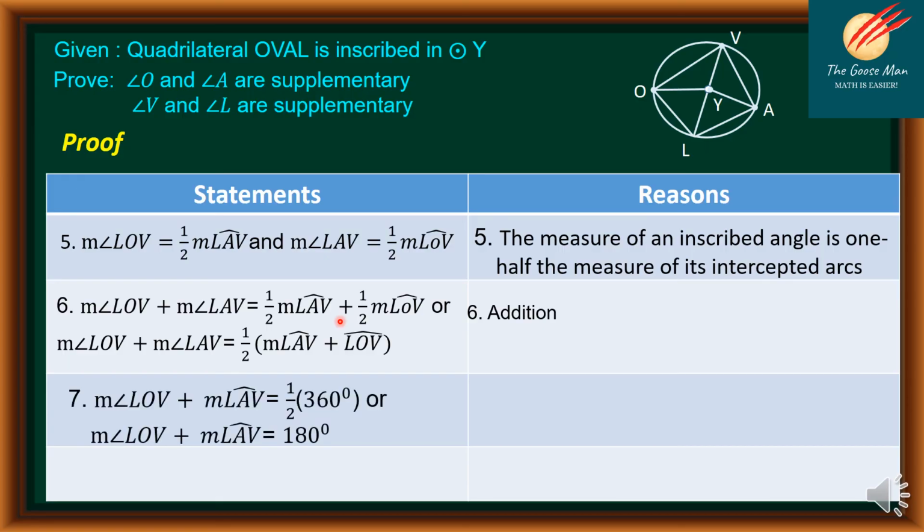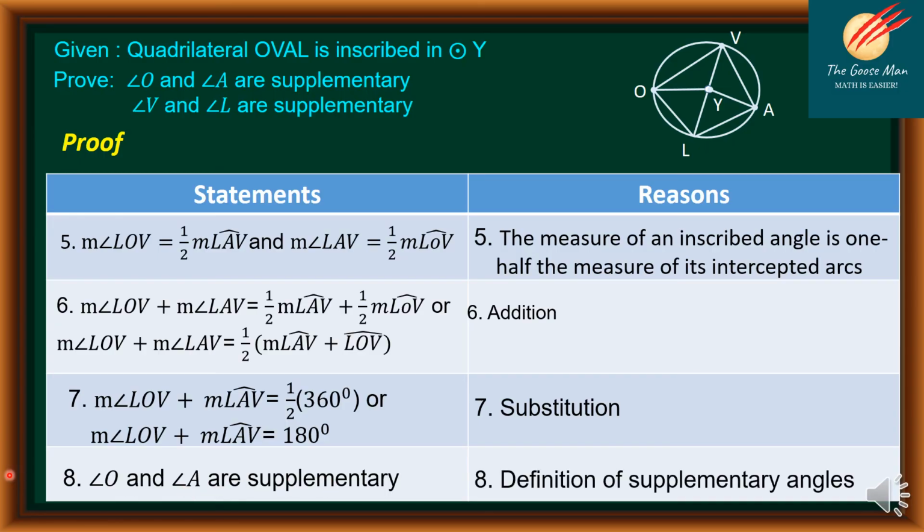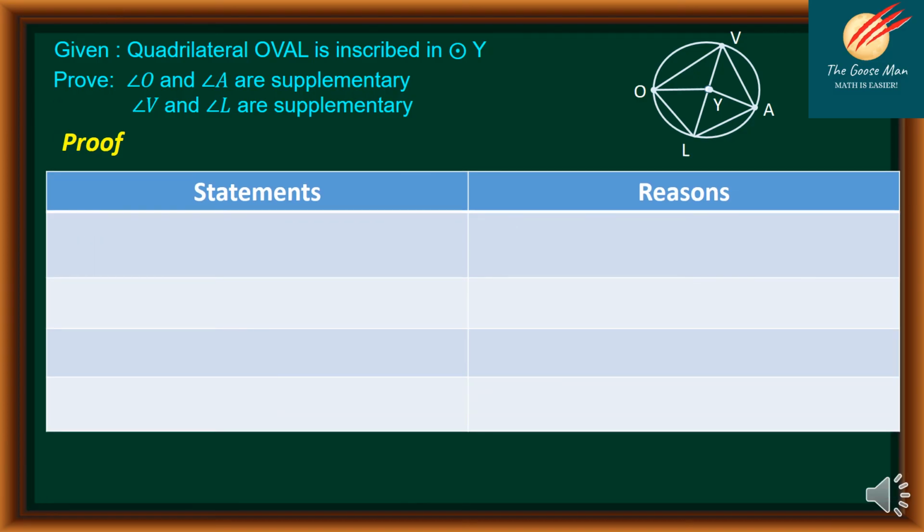Number 7, so we have the measure of angle LOB plus the measure of angle LAB is equal to 1/2 of 360 degrees, or the measure of angle LOB plus the measure of angle LAB is equal to 180 degrees. So I use the substitution here also. For number 8, angle O and angle A are supplementary because of the definition of supplementary angles. Let's move on to statement number 9.